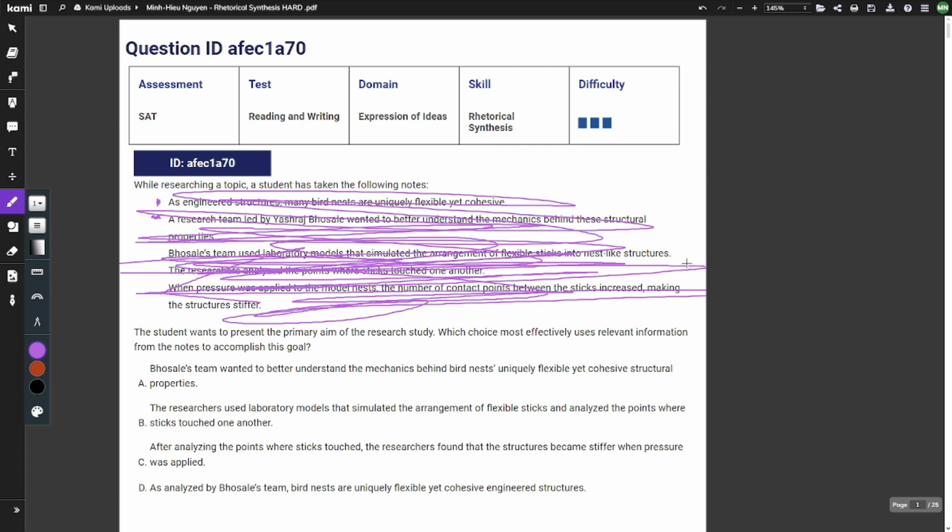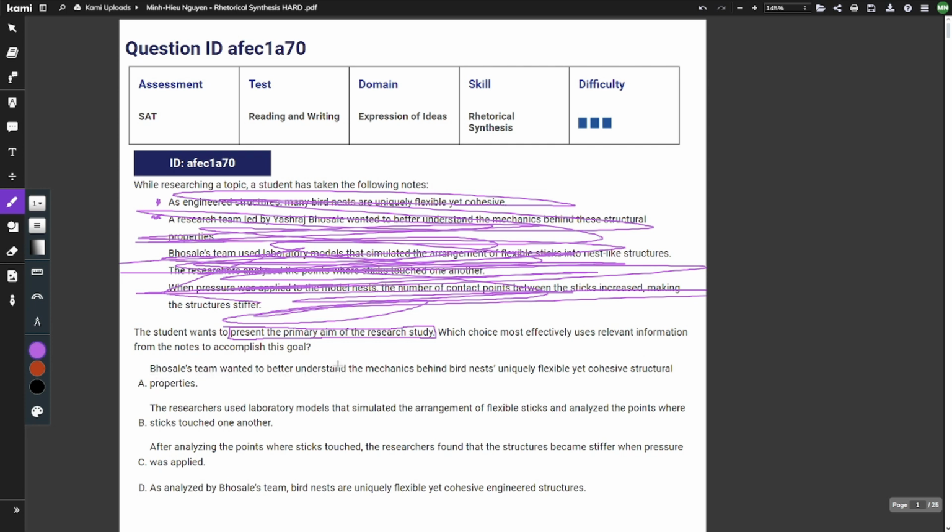Alright, first thing we gotta do is find out the task, and that's to present the primary aim of the research study. So basically, what's the goal? Why did they do the research study? Let's look at it. Okay, I'm gonna just butcher it. Boseo. Okay, his name's Boseo. Boseo's team wanted to better understand.